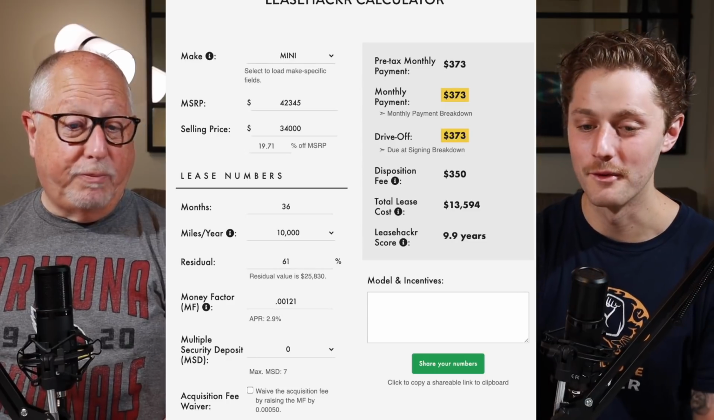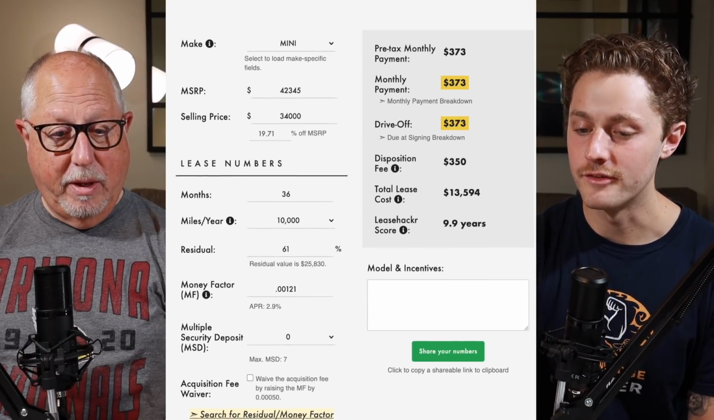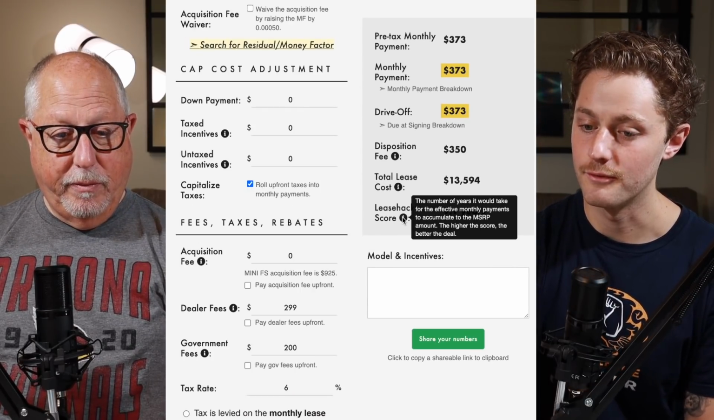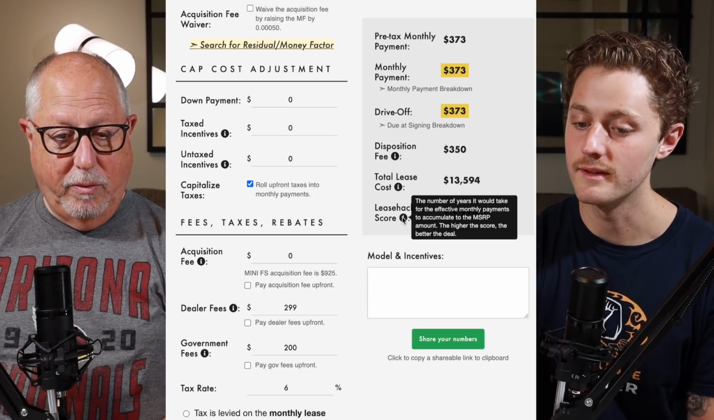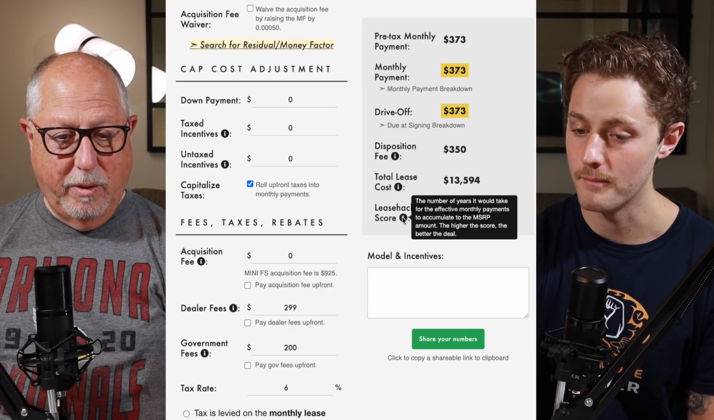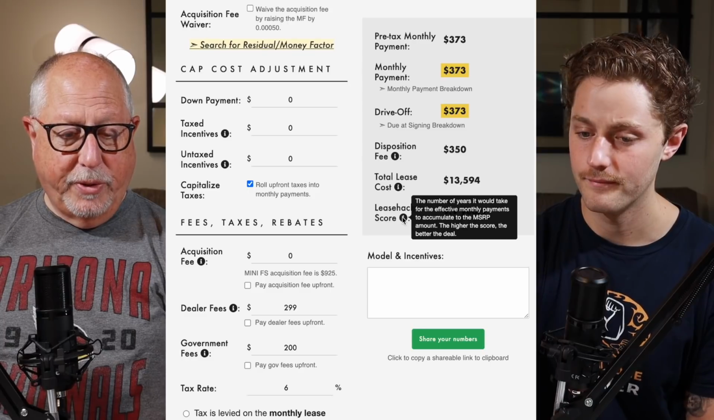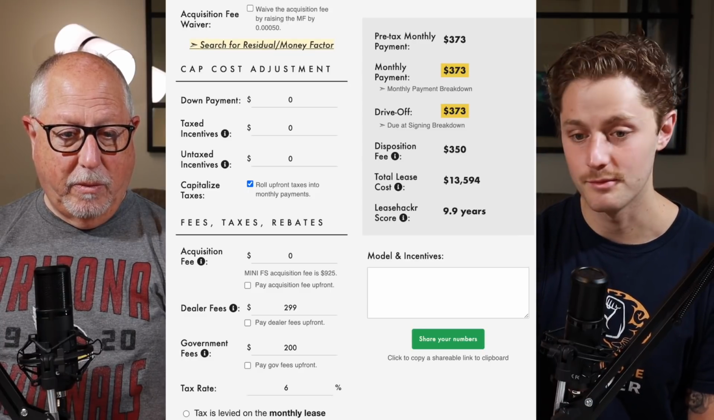So you think that's more pretty accurate. And then they have this score concept, the number of years it would take for the effective monthly payments to accumulate to the MSRP amount. The higher the score, the better deal. How's my score? 9.9. That seems pretty good.